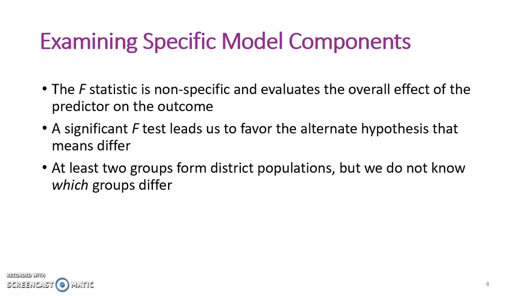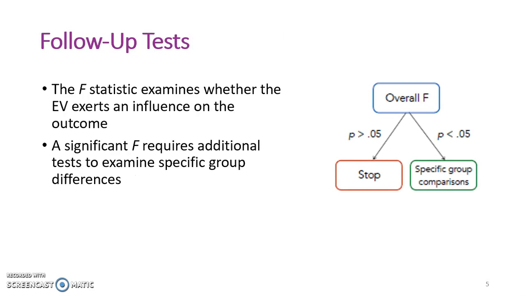So in order to determine which groups differ, we have to examine the specific model components, which means running some follow-up tests. So once we have a significant F-test, we conduct some additional tests. And the first thing that we do, this is that flow chart that's showing us how to proceed once we've assessed our overall F statistic.